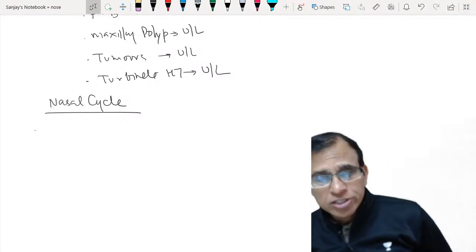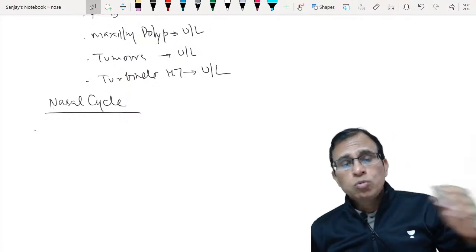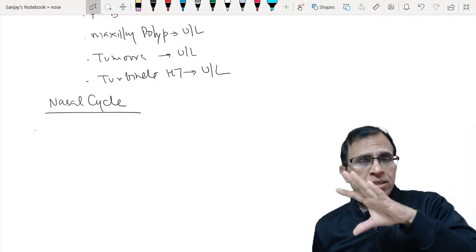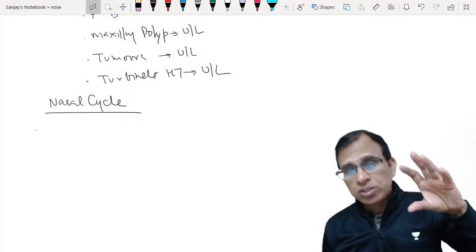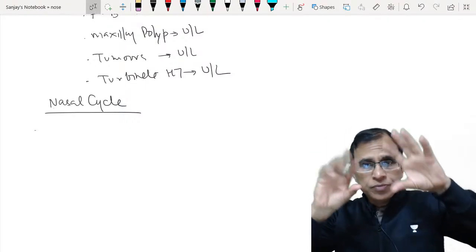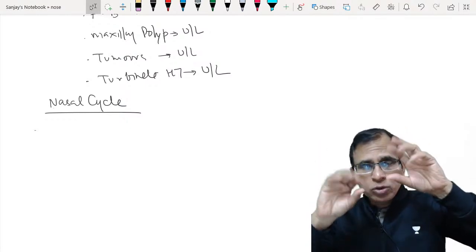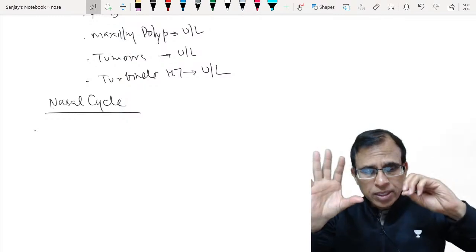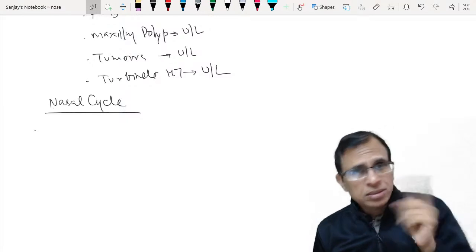An interesting bit is that this happens alternatively. Once, let's say, the right side will expand, the left side will decrease. Then the right side will shrink, the left side will expand. So they go alternatively, like this, right, left. And this keeps happening throughout the day and throughout your life, and this is called the normal nasal cycle. So it is a cyclical one.